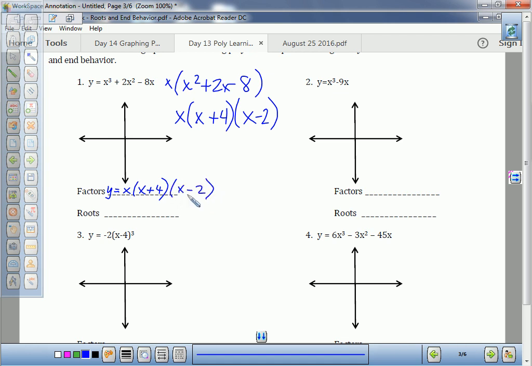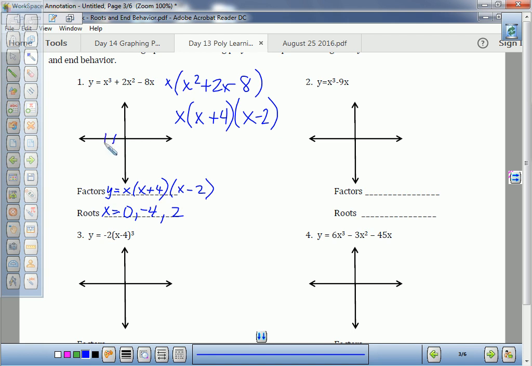Now we're looking at 2 things here. 1, we're looking at the factors. 2, we're looking at the degrees. The factors tell us the roots. The roots of this equation occur where x equals 0 here, -4 here, and +2 here, because these are the values that I could substitute in for x that would make this equivalent to 0.